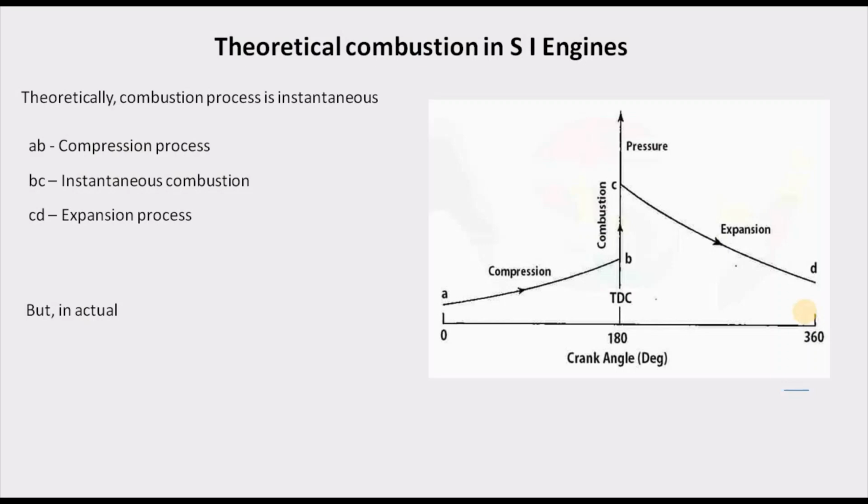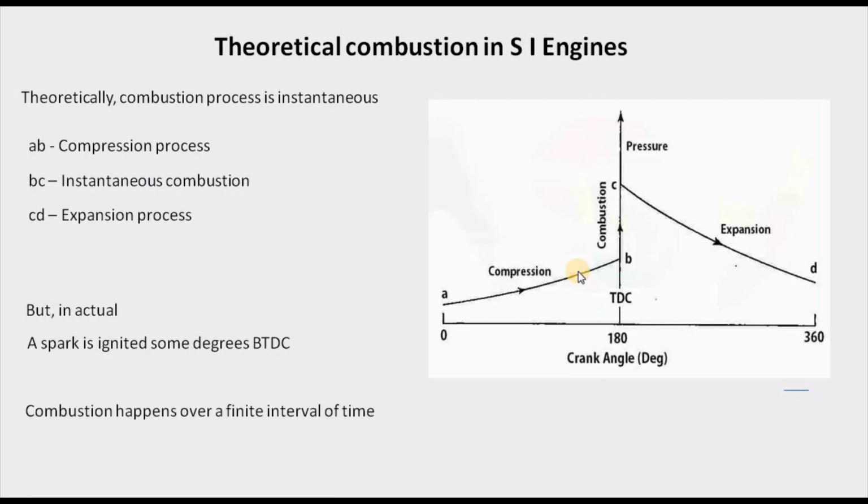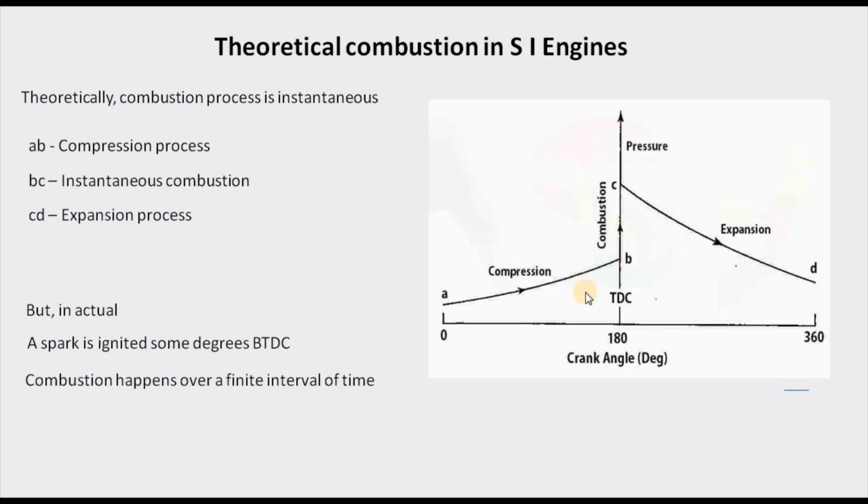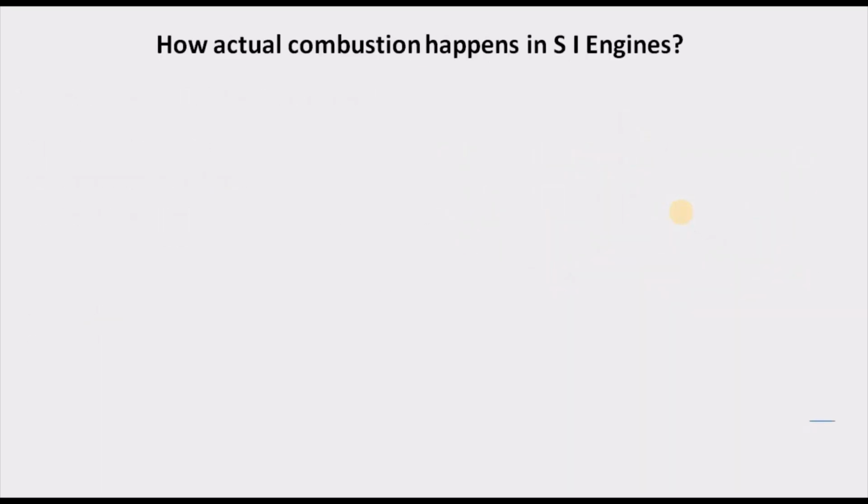But in actual practice, we know that the combustion process is not instantaneous. How is it not instantaneous? We give the spark not at B but some degrees before the piston reaches TDC. So the spark is ignited before the piston reaches top dead center, and a finite amount of time is utilized for the combustion to happen. Therefore the curve shown as theoretical will not be the actual one, it will be something different.